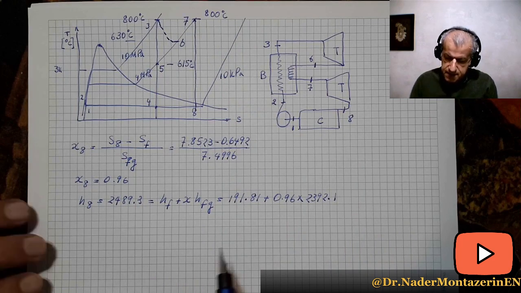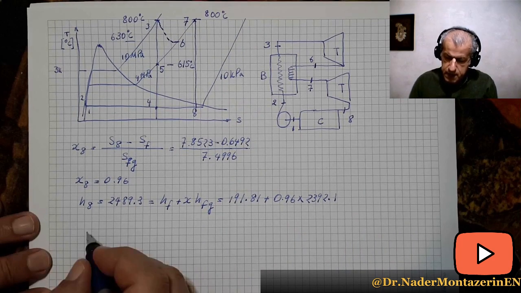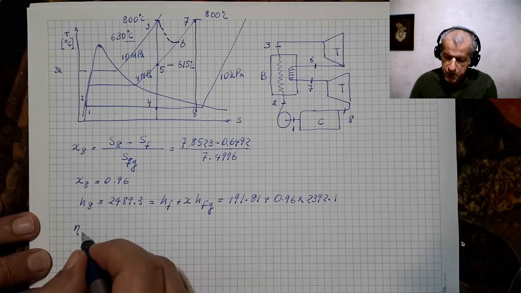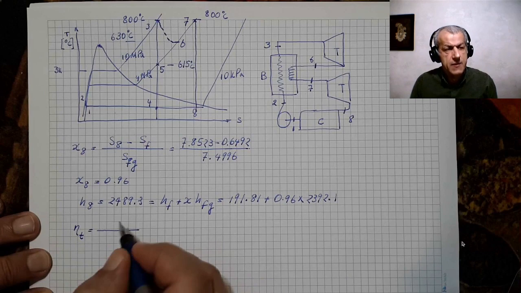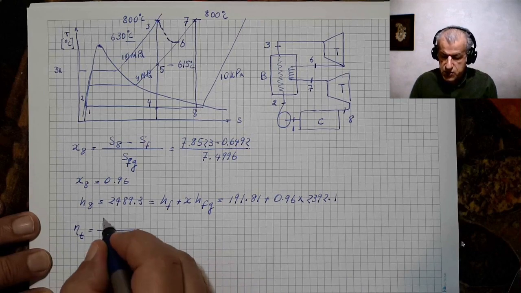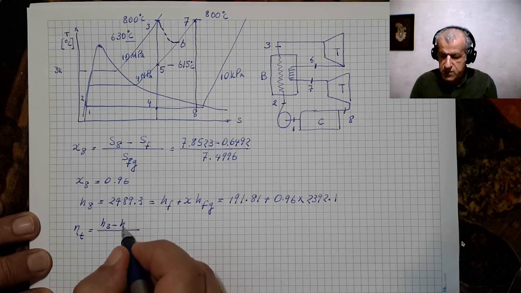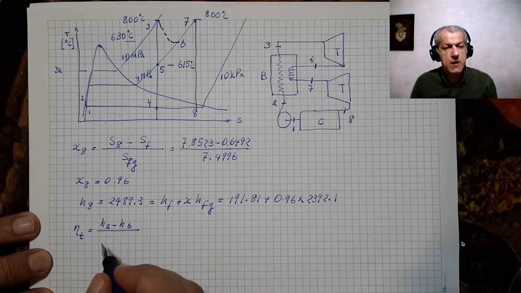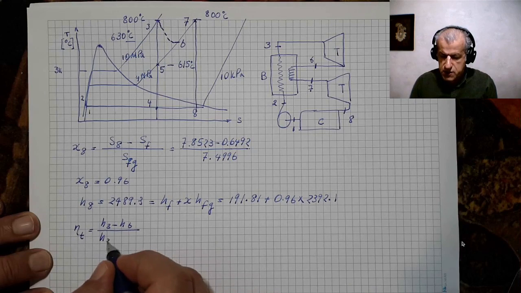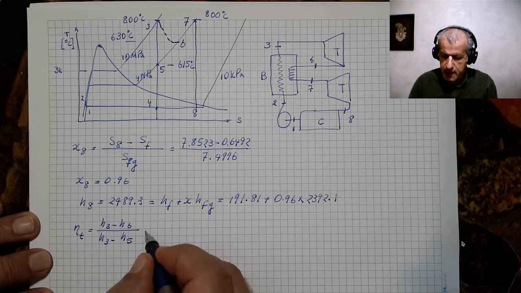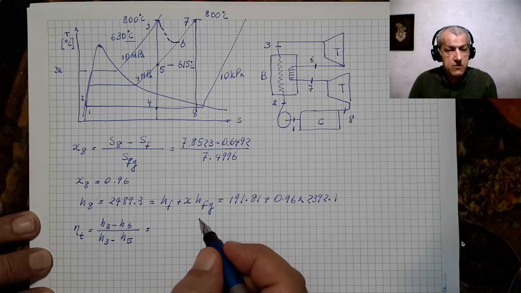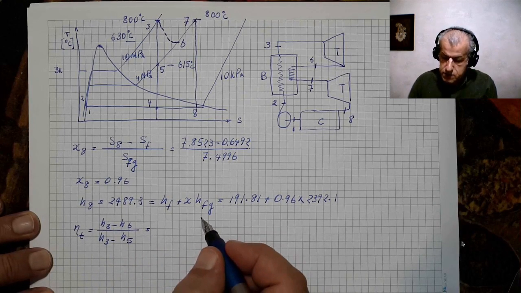Turbine efficiency is the work of the real turbine, which is H3 minus H6, divided by the work by an ideal turbine, which is H3 minus H5. And we have all the values. That's the good point of calculating all values to start with.